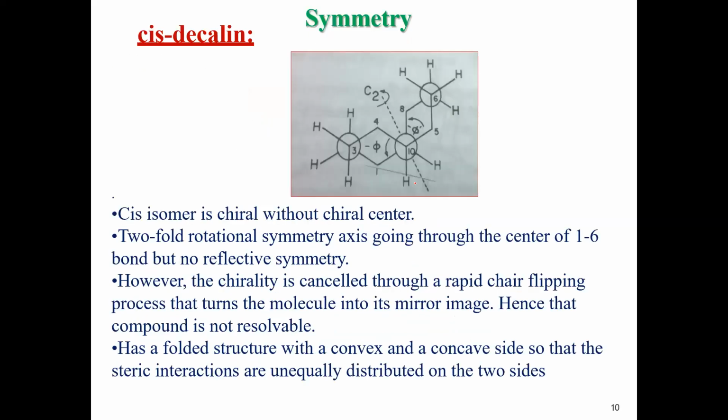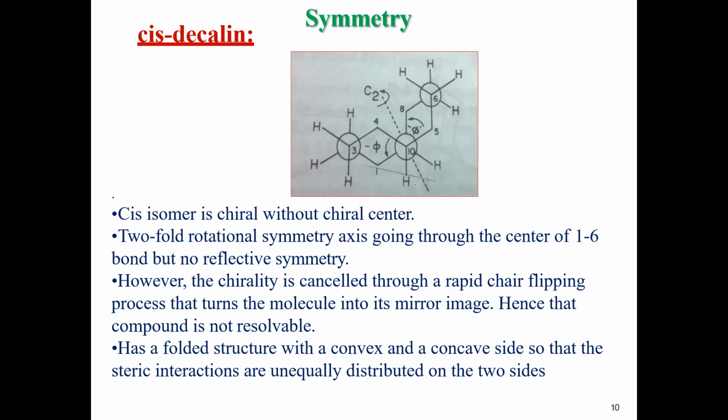In the case of cis decalin, cis decalin is achiral without a chiral center. There is a two-fold rotational symmetry axis going through the center of the 1 and 6 bond, but not a reflective symmetry.